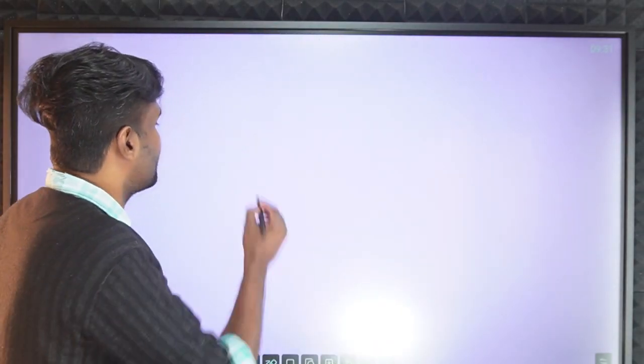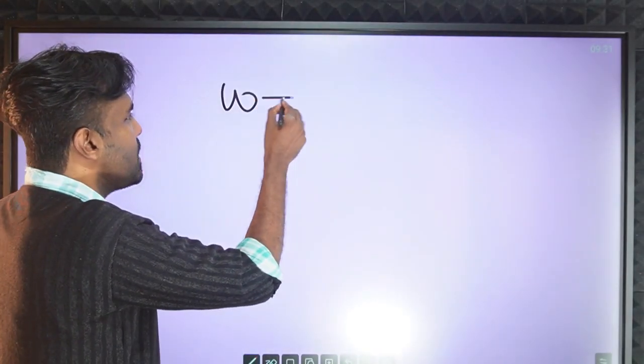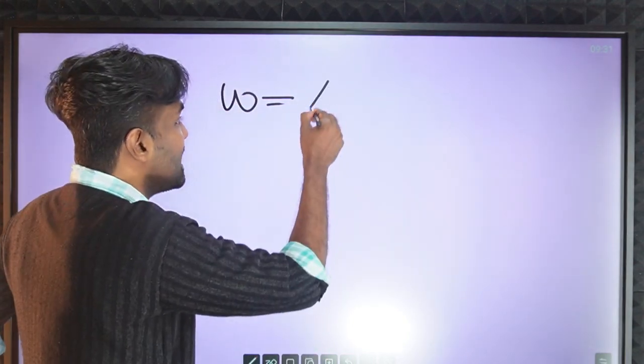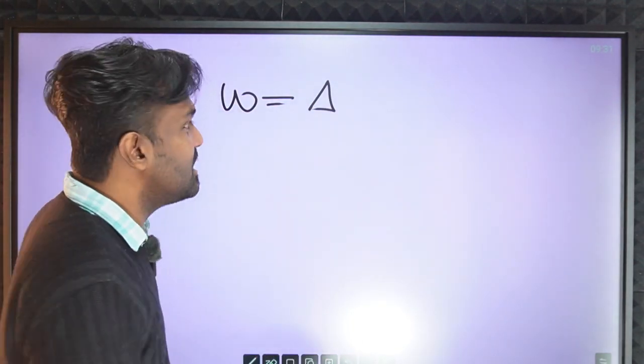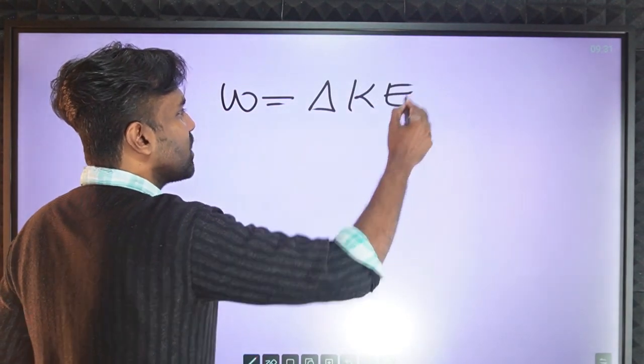A very important topic in the work, energy and power chapter is the work energy theorem. What is the work energy theorem? It says that the change in kinetic energy is stored as work done. The change in kinetic energy will be stored as work done. Let's look here: the work done is equal to the change in kinetic energy, where change is indicated by delta.